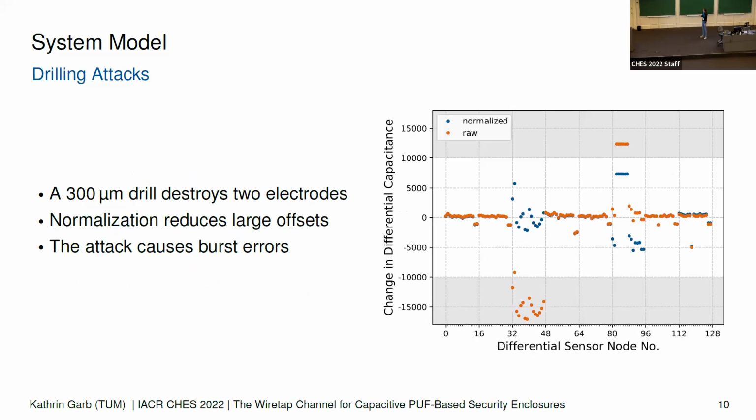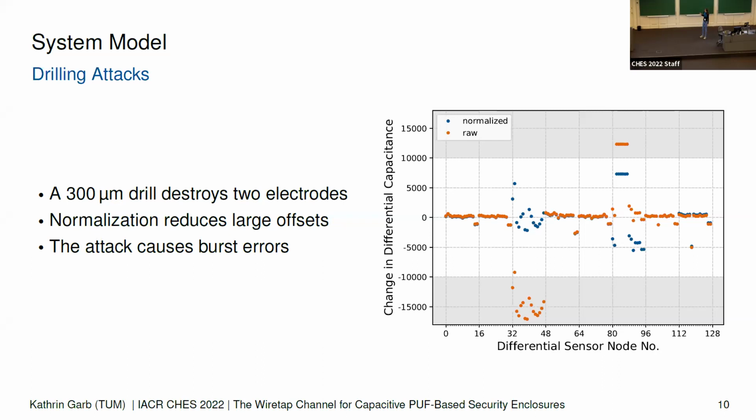And you can do the same analysis for the attack data. Here you see the change in differential capacitance for a 300 micrometer drilling attack. You see that there are two electrode groups that are affected by this. And the attack has two effects. First, it creates these offsets. It shifts these data away from the center. And it also creates burst errors. So you see these points are no longer a straight line, but they're kind of all over the place.